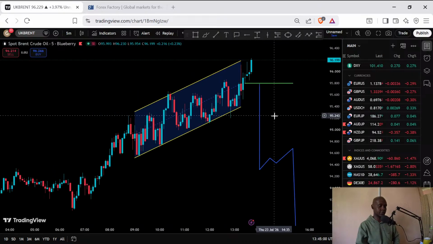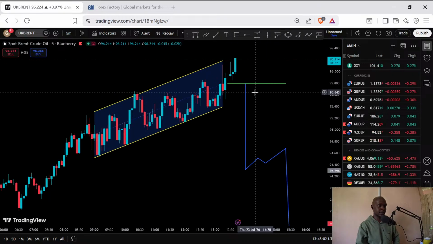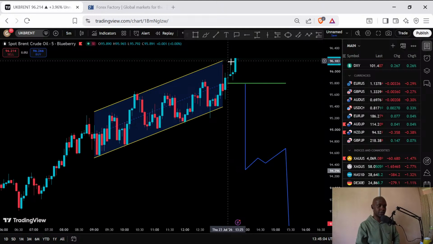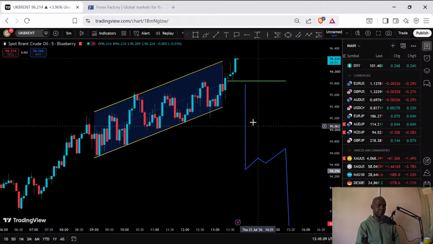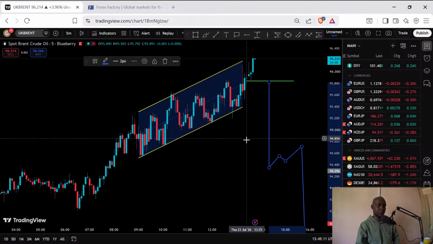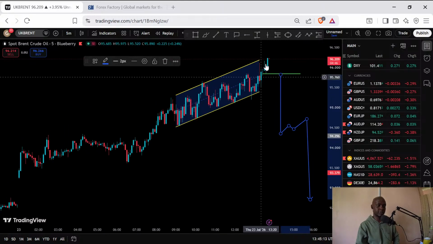So let's just focus on price action on crude. Now that we've continued to push higher, this will now be my pivot low. Still waiting for selling pressure. I'm not looking for longs.